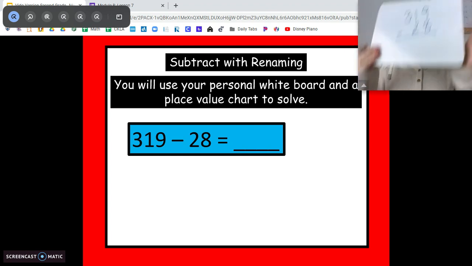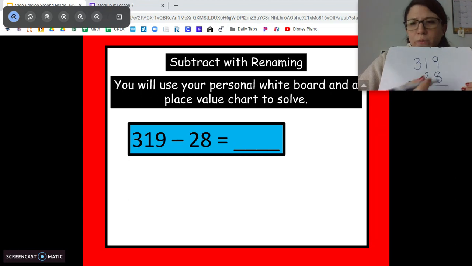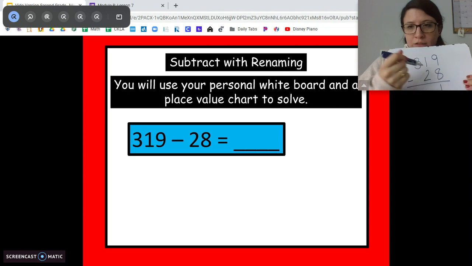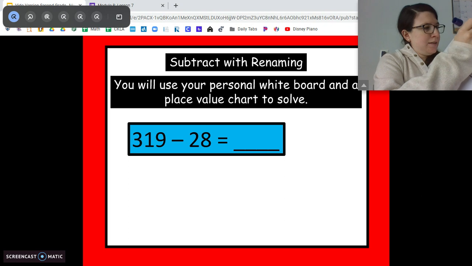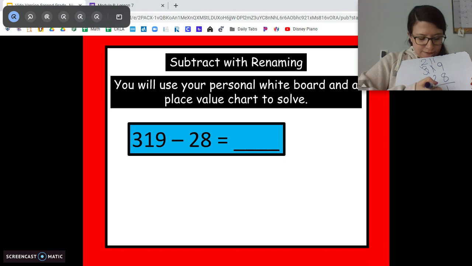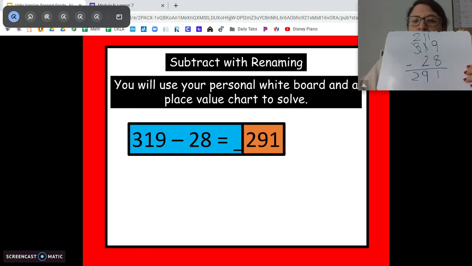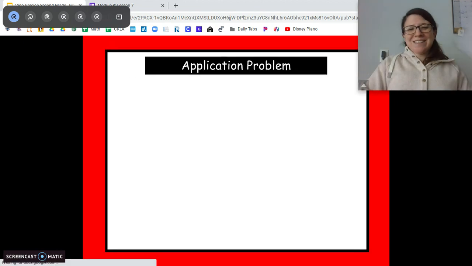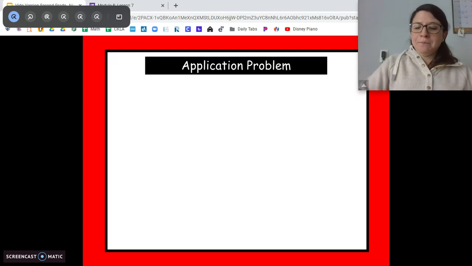All right, let's do it. Let's start with our ones place. We can take 9 ones away from 8 ones, or we can take 8 ones away from 9 ones, and we end up with 1. We cannot take 2 tens away from 1 ten, so we're going to borrow from our hundreds place. We're going to borrow 10 tens, and that's going to give us 11 tens minus 2 tens gives us 9 tens. 2 tens minus 0 tens. 2 hundreds minus 0 hundreds gives us 2 hundreds. We end up with 291. Awesome. All right. Let's get into our application problem today.